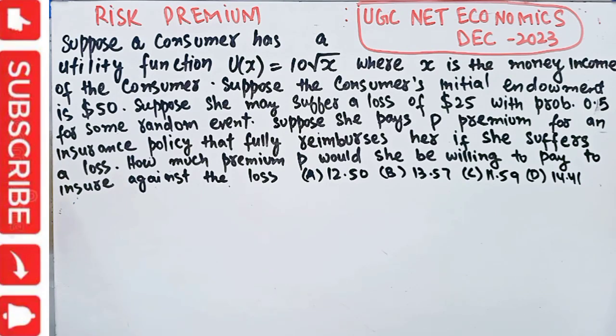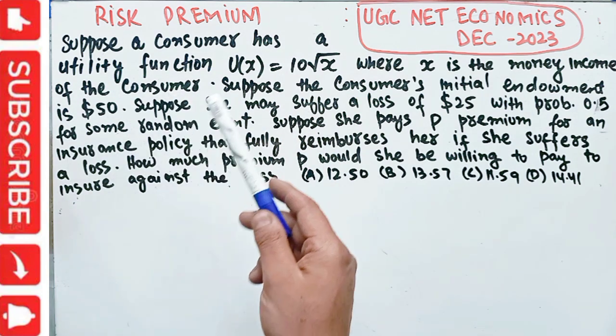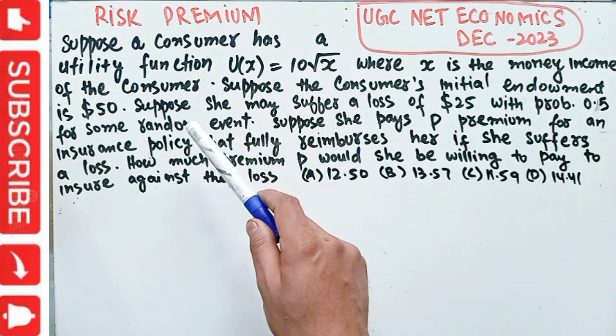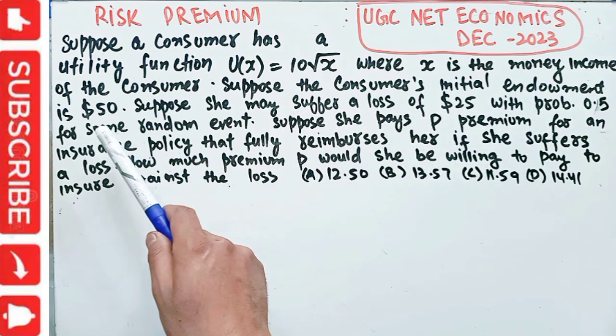Let us solve a question on how to find risk premium. This question is regarding the choice under uncertainty. The question is, suppose a consumer has a utility function that is u of x is equal to 10 under root x, where x is the money income of the consumer. Suppose the consumer's initial endowment is $50.